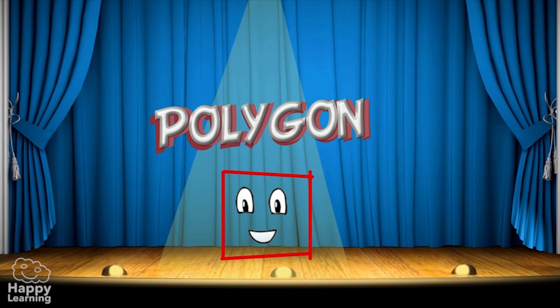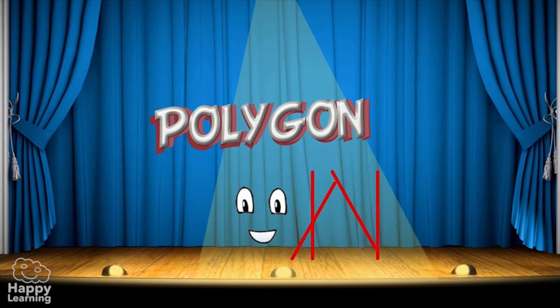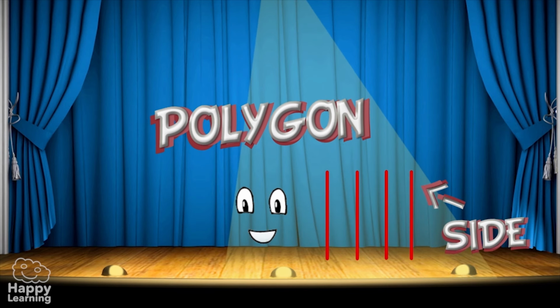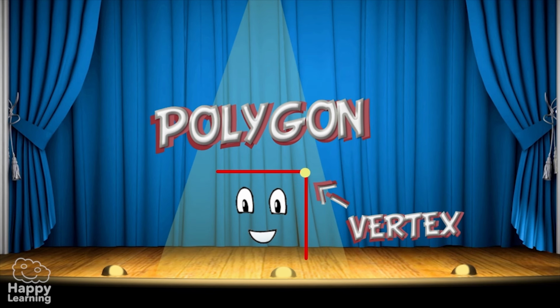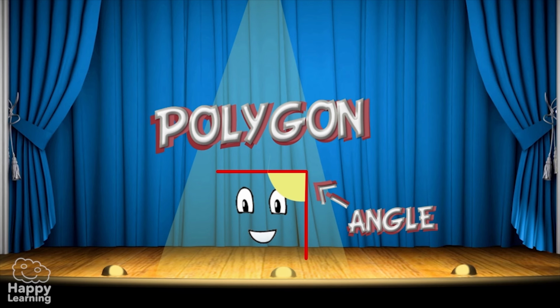A polygon is made of several elements. The side is each one of the segments that form the polygon. The vertex is the point where two sides meet, a corner, and the angle is the space formed between two sides that meet at a point.